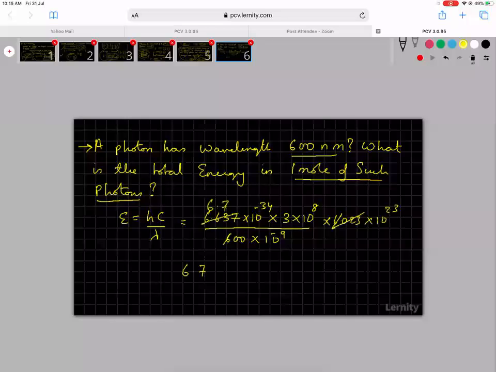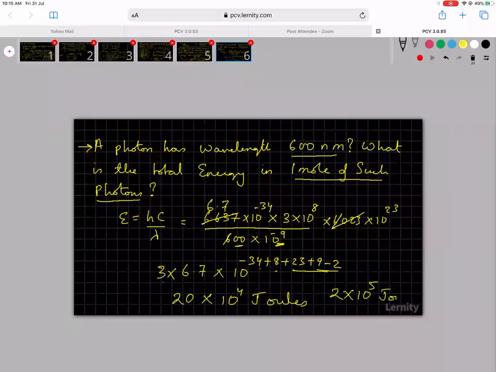So I can just remove that, make it to 6.7. So it is 6.7 into 10 power minus 34 plus 8 plus 23 plus 9 minus 2, 3 into this much. So it will be approximately 20 into 10 power, this is 7, 30, 38, 4 joules. So that is 2 into 10 power 5 joules. Yeah, this is the energy.